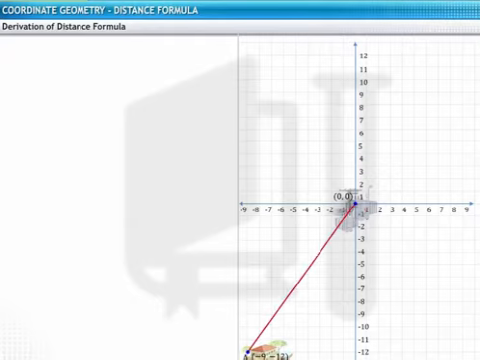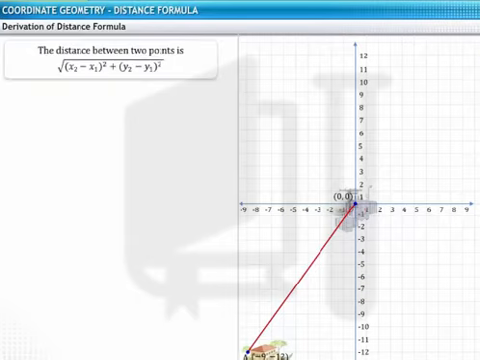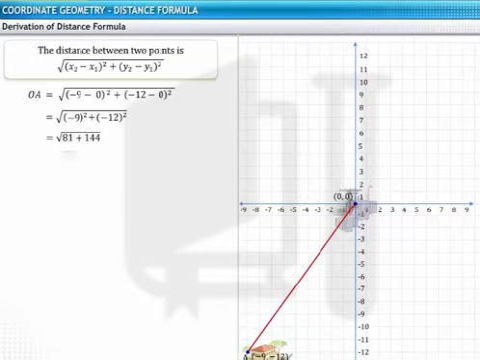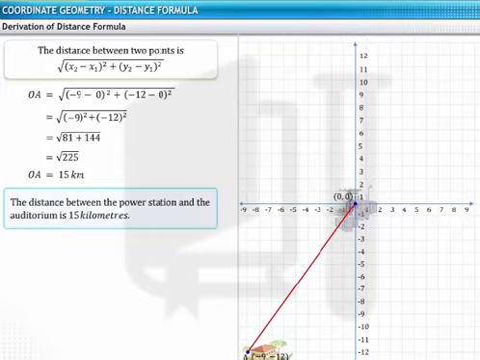The formula for calculating the distance is square root of x2 minus x1 whole squared plus y2 minus y1 whole squared. When you substitute x1, y1 equals 0, 0 and x2, y2 equals -9, -12 in the formula and simplify, you get the distance of OA as 15 kilometers. Thus, the distance between the power station and the auditorium is 15 kilometers. Thus, you can find the distance of any two points using the distance formula when the coordinates are given.